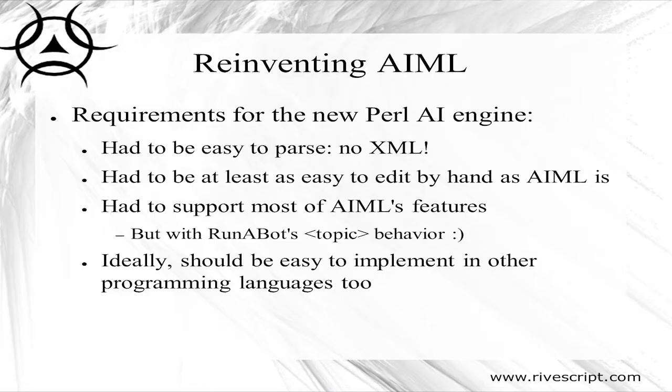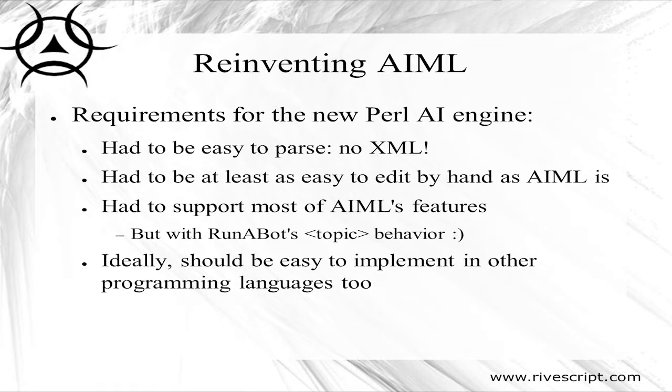So for the Perl AI engine that I was making, it had to be easy for Perl to parse. So I was trying to avoid XML at all costs. Had to be at least as easy to edit by hand as AIML is. I'll say that AIML is easy if you know XML in general. It's probably not very easy if you don't know XML, but I was editing all the files by hand in the years prior, so it was easy enough for me.